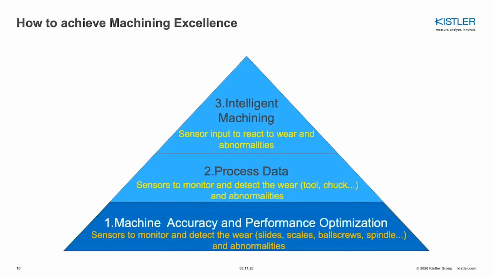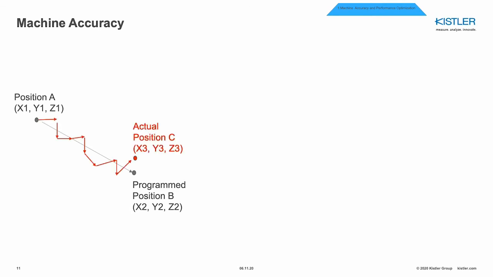Let's now start by talking about the base of the machining excellence pyramid, and that is the machine accuracy. Let's start with the machine accuracy measurements and a little bit of understanding of machine movements. We have positioned our machine part in certain coordinates. We program it to go to B, and we expect that it will go in a straight line. Of course, in reality, it does not. It makes some iterations and ends up in a position which is as close as possible to the programmed position.